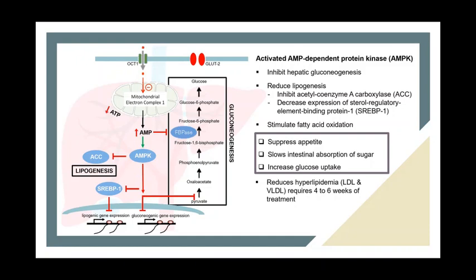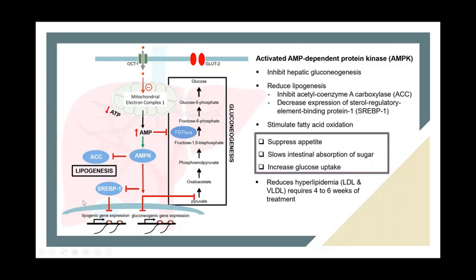In addition, hepatic AMPK will decrease the expression of SREBP1, or sterol regulatory element binding protein 1, resulting in decreased gene expression of lipogenic enzymes, which further contributes to decreased triglyceride synthesis and hepatic steatosis. These events will reduce hyperlipidemia by decreasing LDL and VLDL cholesterol. The lipid-lowering effect of these drugs requires 4 to 6 weeks of treatment.